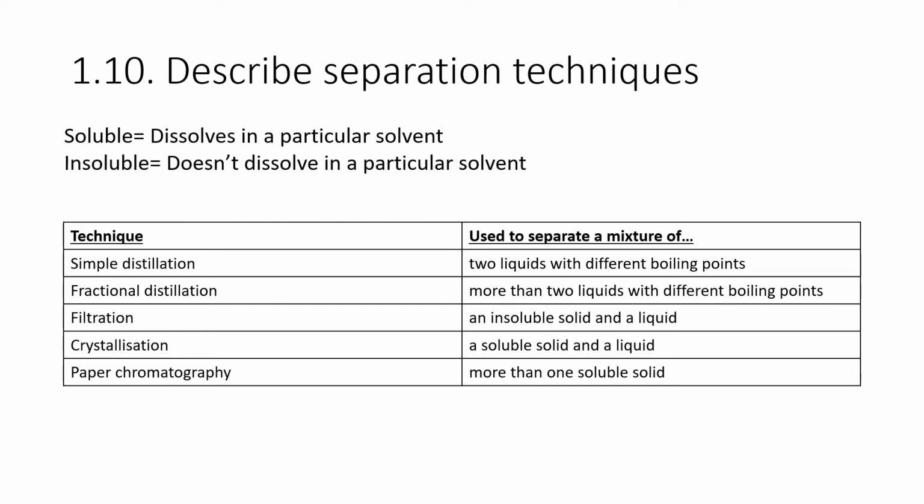Of the 5 that we have to study, we'll start with simple distillation, and we use this to separate 2 liquids with different boiling points. If we have a mixture of more than 2 liquids with different boiling points, then we'll use something called fractional distillation. If we want to separate an insoluble solid and a liquid, then we'll use filtration. If we want to separate a soluble solid and a liquid, then we'll use crystallization. And if we have more than one soluble solid in a solution, then we'll use paper chromatography.